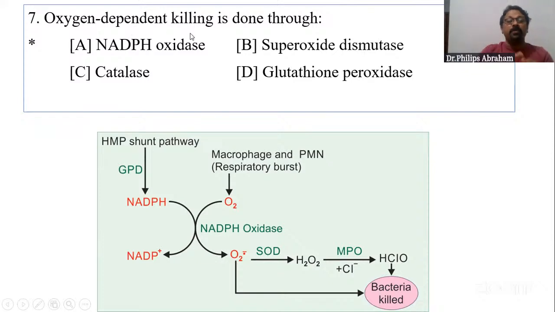So, seventh question: oxygen-dependent killing is done through which enzyme? The answer given here is mainly NADPH oxidase. So now we hope you can understand the function of the HMP pathway: it produces NADPH that has a bactericidal action, or is involved in oxygen-dependent killing. That's another question that has been asked in earlier exams. Hope this process is clear for you.